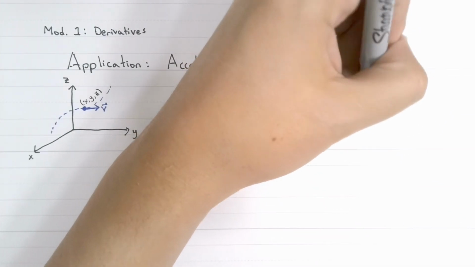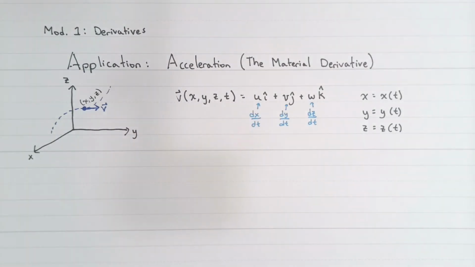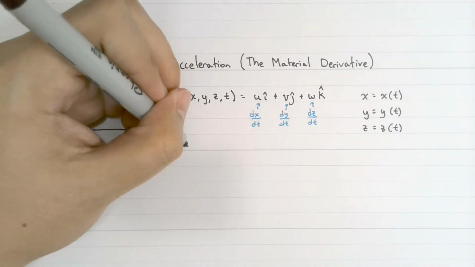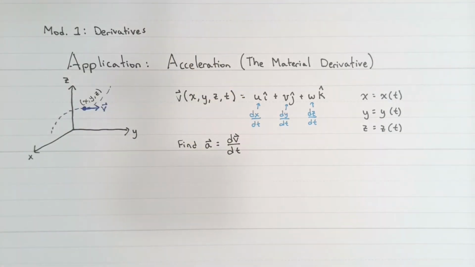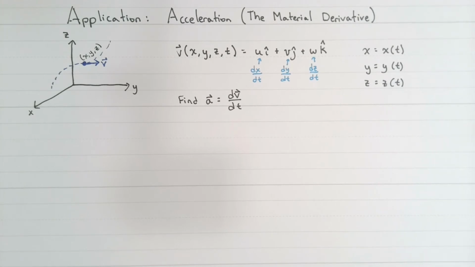But we also know that the position of a fluid particle also changes with respect to time, which means that x, y, and z will all be functions of time. Now, with all this information given, what's the acceleration of a fluid particle? In other words, what is the derivative of velocity with respect to time? Remember that here we're talking about a total change, not a partial change.